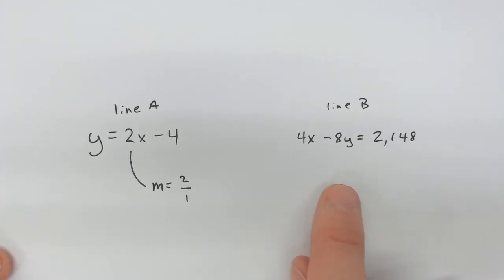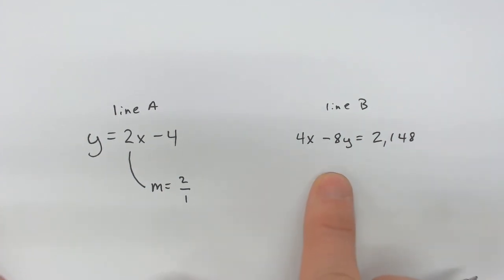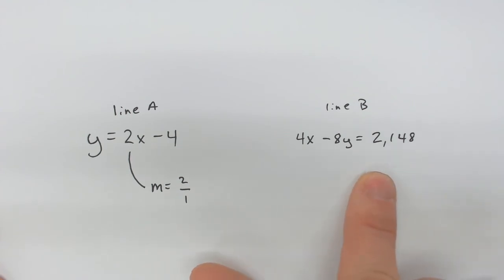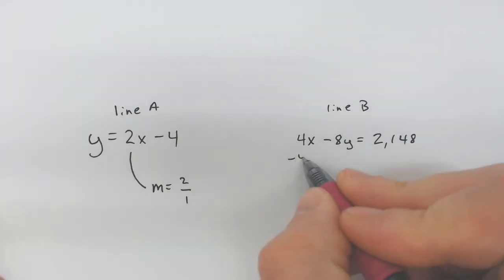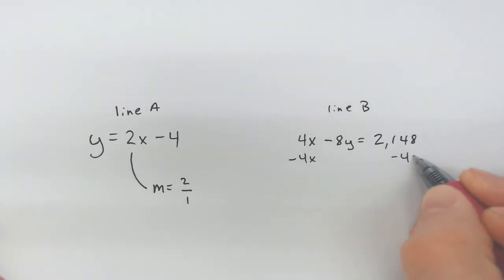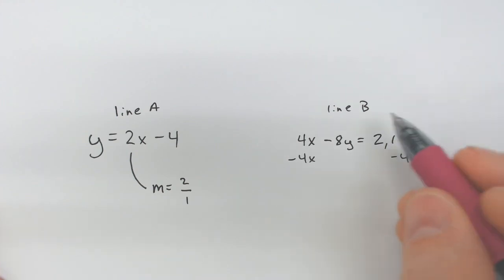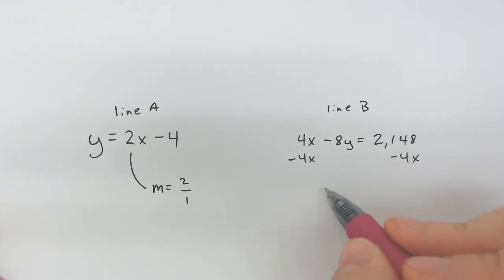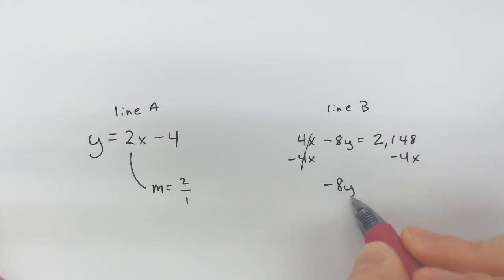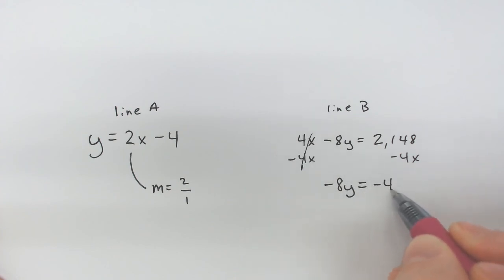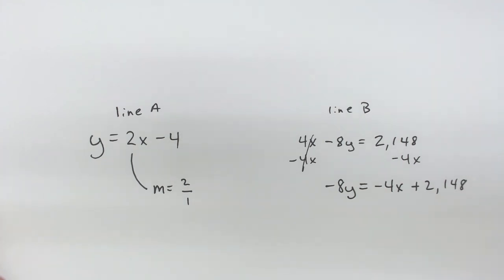What is the slope of line B? Well, the slope of line B, we don't know yet. It's not 4. It's not negative 8. It's not 2,148 either. What we would have to do is solve for y. And you're going to solve for y by subtracting 4x. These are not like terms. They are not going to combine. You end up with negative 8y equals negative 4x plus 2,148.